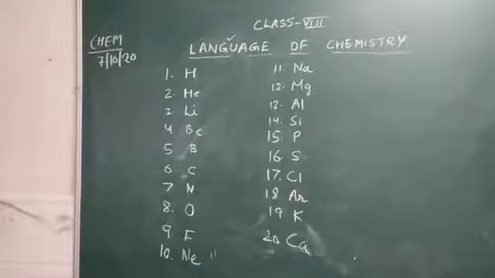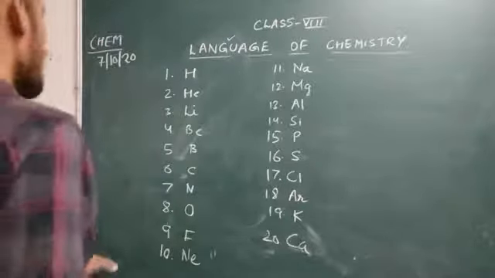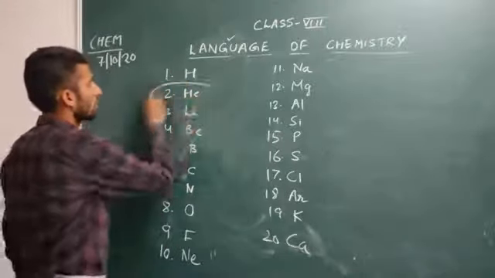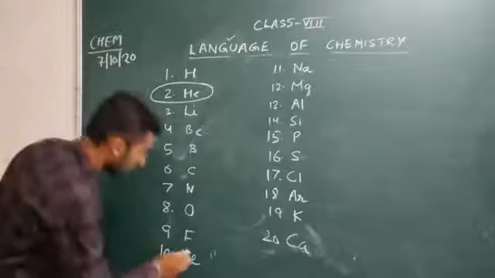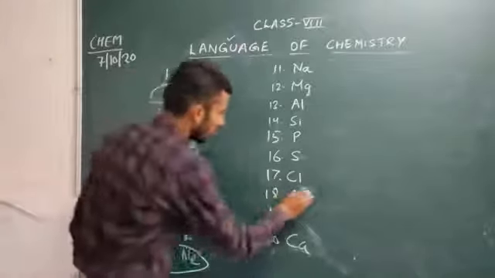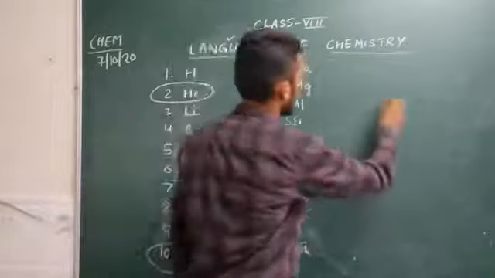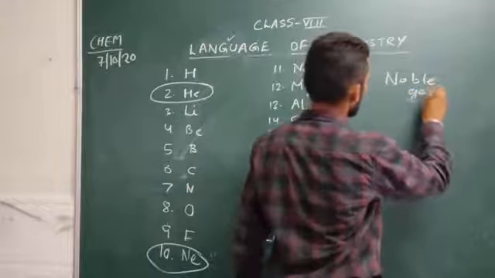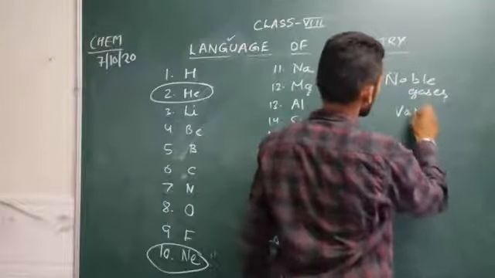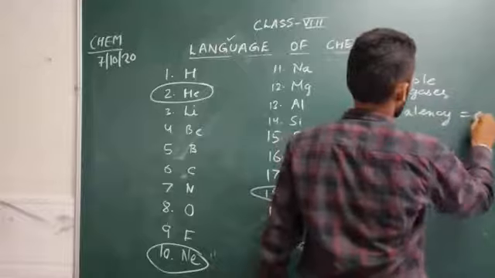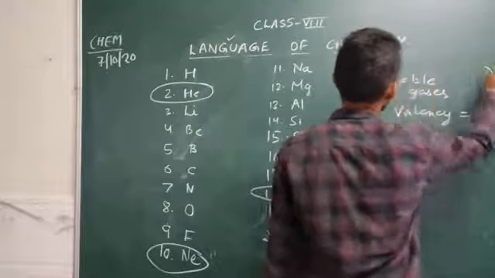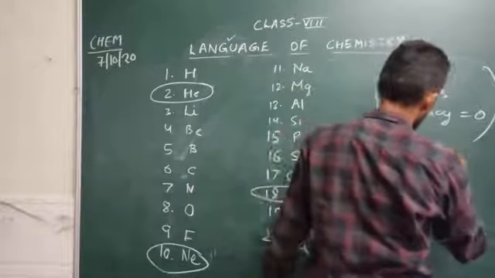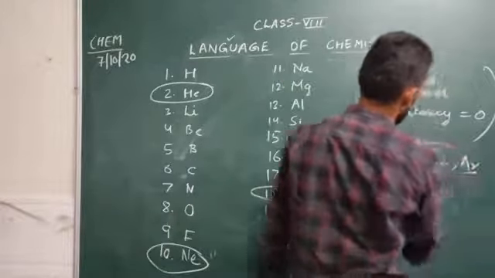Now we have 20 elements in front of you. Just remember one thing: helium, neon and argon are known as noble gases, and their valency is 0. In the first 20 elements we have 3 noble gases. One is helium, another one is neon, and the last one is argon. So their valency is 0.